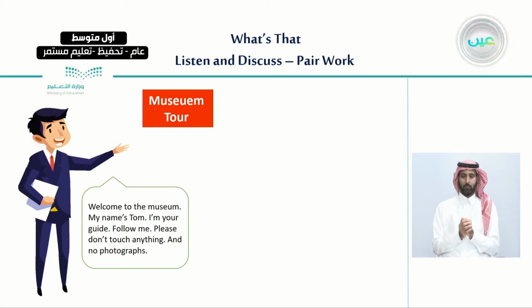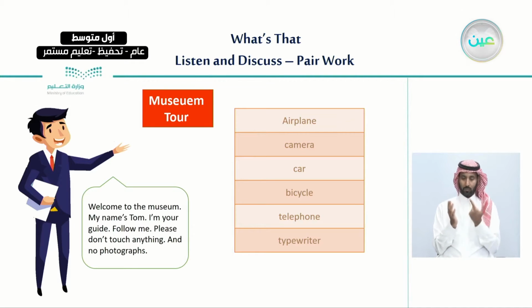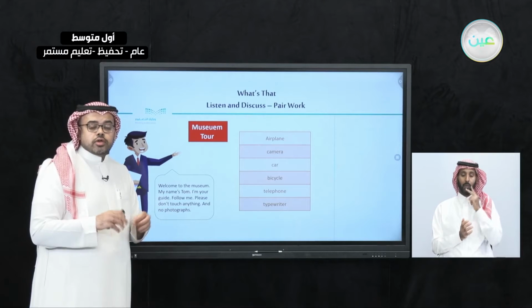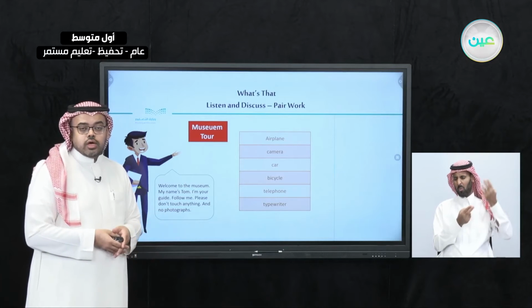Let's have a look at your books on page 18 and read the objects that we can see in front of us. We have different objects. One of them is an airplane, a very old airplane, and a camera, car, bicycle, telephone, and typewriter. As you can see, we have different objects. They do not look like the objects that we know nowadays.